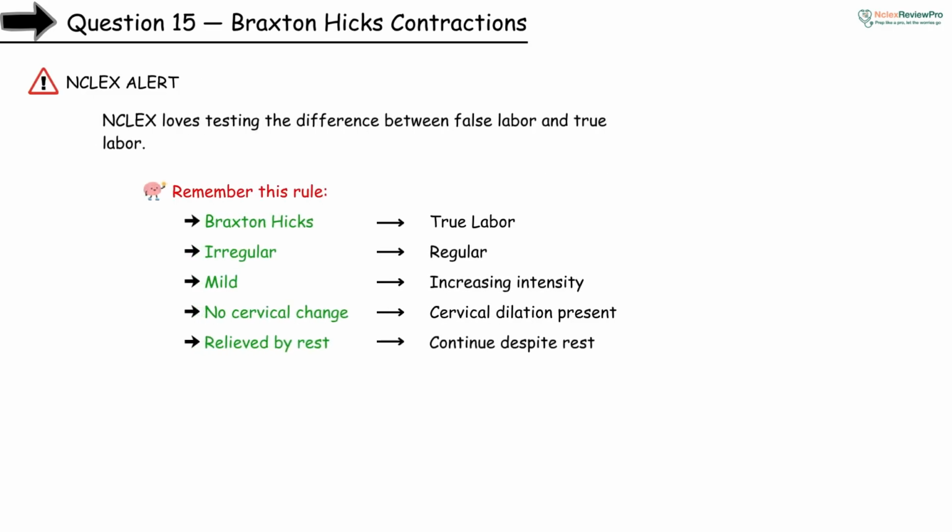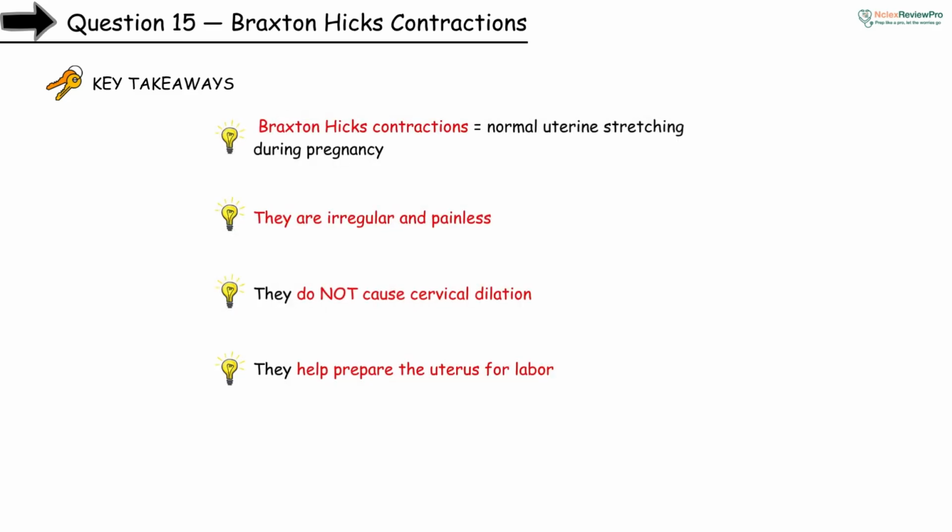Here's your NCLEX alert. The exam loves testing the difference between false labor and true labor. If contractions are irregular, mild, and stop with rest, think Braxton-Hicks. If they are regular, increasing in intensity, and causing cervical change, think true labor. So the key takeaway here is this. Braxton-Hicks contractions are normal, irregular, and usually painless uterine contractions that occur during pregnancy as the uterus prepares for labor. And the most important distinction is that they do not cause cervical dilation and often resolve with rest or hydration, which helps you clearly differentiate them from true labor on the NCLEX.